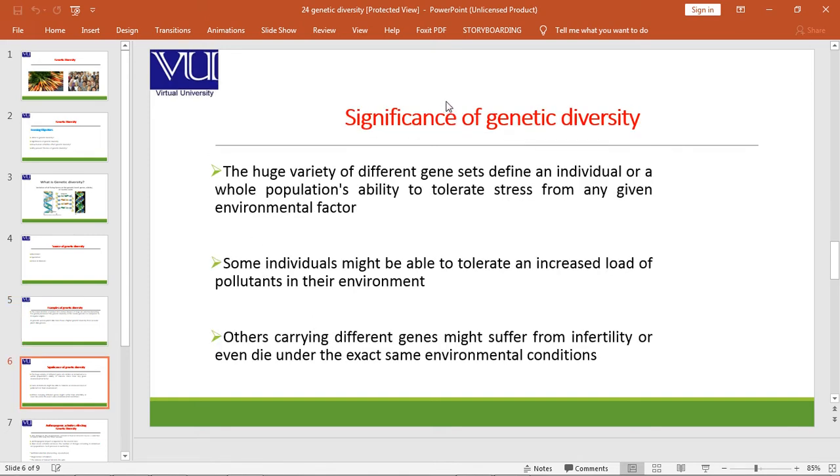Okay. Significance of genetic diversity: the huge variety of different gene sets defines an individual's or a whole population's ability to tolerate stress from any given environmental factor. Some individuals might be able to tolerate an increased load of pollutants in their environment. Others, carrying different genes, might suffer from infertility or even die under the exact same environmental conditions.